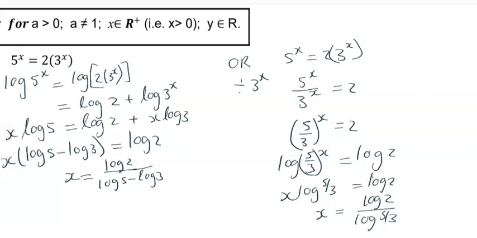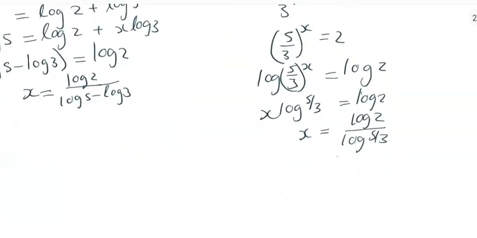And remember, log 5 divided by 3 is just log of 5 minus log of 3. In the numerator we had log 2, which is exactly the same answer as we had before. You can do whatever method you want to use, as long as you keep to the rules.